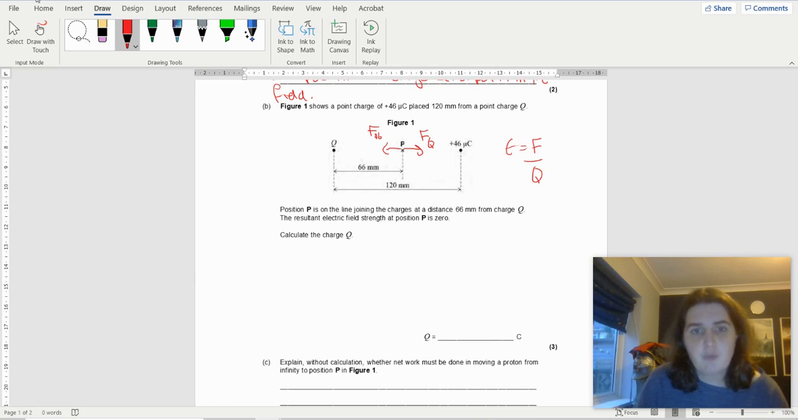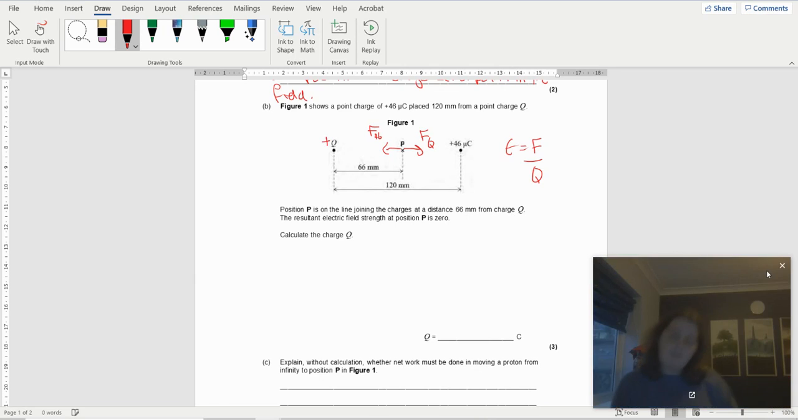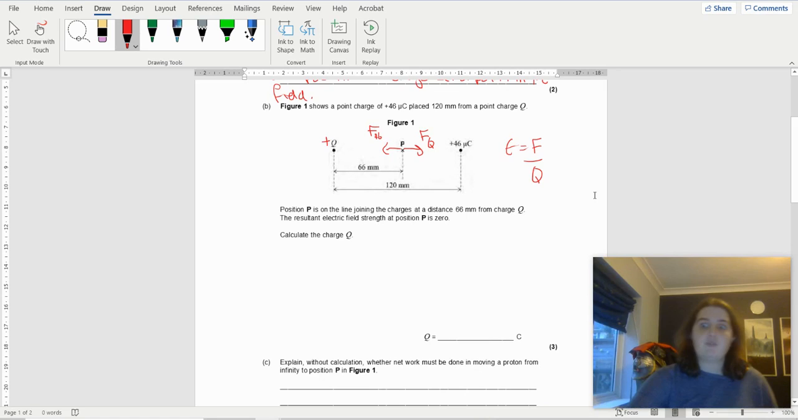So not only do we know this charge is positive, which is really useful for us in a minute, but we do know that the resultant force at that point was 0. There are many ways of doing this. The easiest way, of course, if you know that resultant field strength is 0, you know that the field strength from this charge at this point must be exactly the same as the field strength from this charge at this point. Okay, so this is 120, that is 66. If you have some missing values like that, I do this with moments too. Take them away, so that's going to be 54 millimeters.